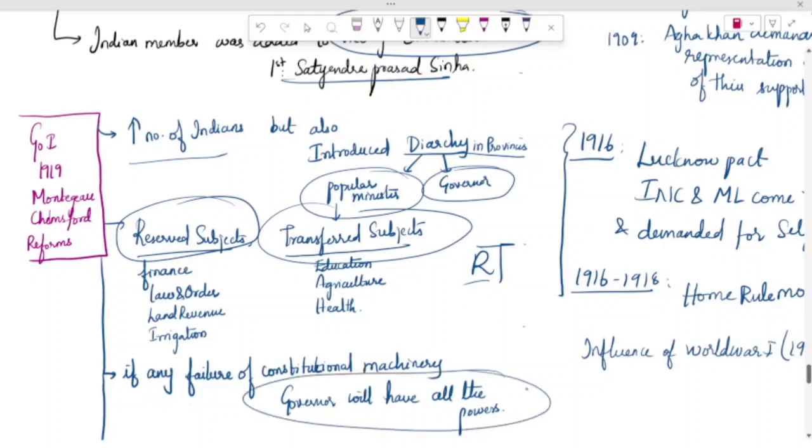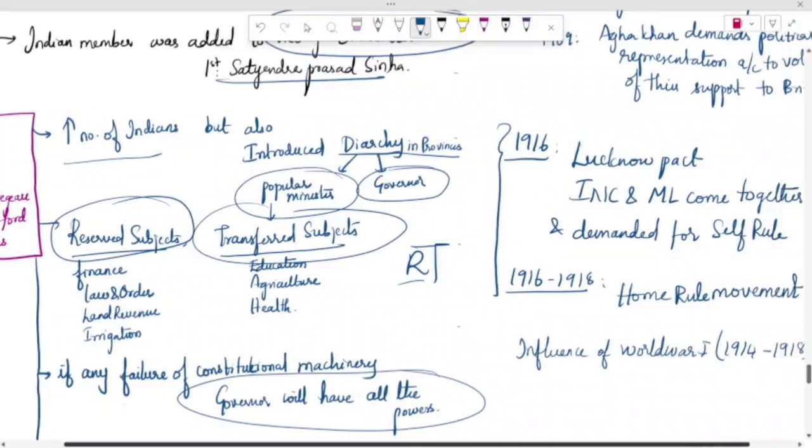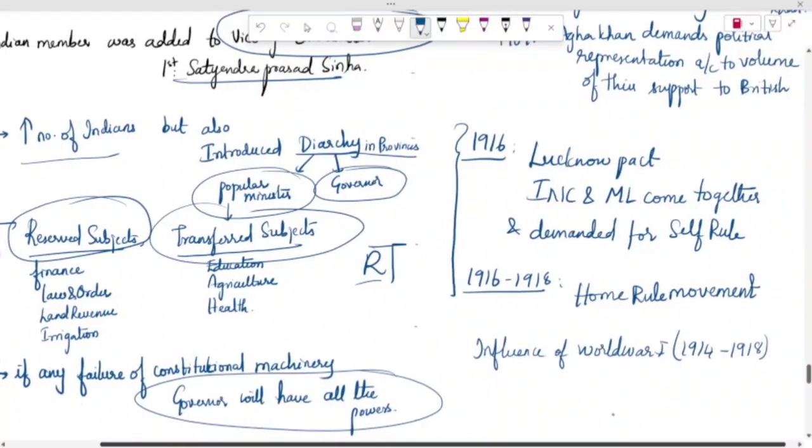Fine. And when it comes to the background of these 1919 Montagu-Chelmsford Reforms, it was the Lucknow Pact. In the Lucknow Pact, the Indian National Congress and the Muslim League came together and demanded self-rule in India. There was also a movement called the Home Rule Movement. Tilak went to jail and Annie Besant was arrested at that point of time. Many people were revolting against the British.